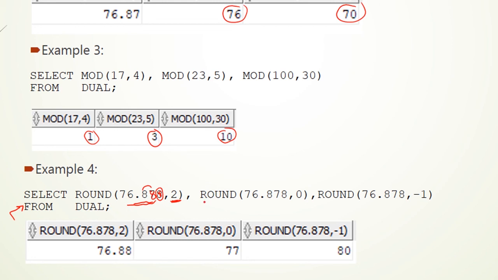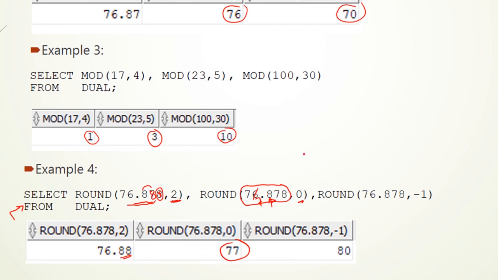76.88. Here, round 76.878, 0 means round this number to 0 decimal points. So it will look at this number, which is the 8. Is 8 greater than or equal to 5? Yes, it is, so the 6 will be 7. The output will be 77. As we can see, there is no decimal point, while here we have only 2 decimal points.